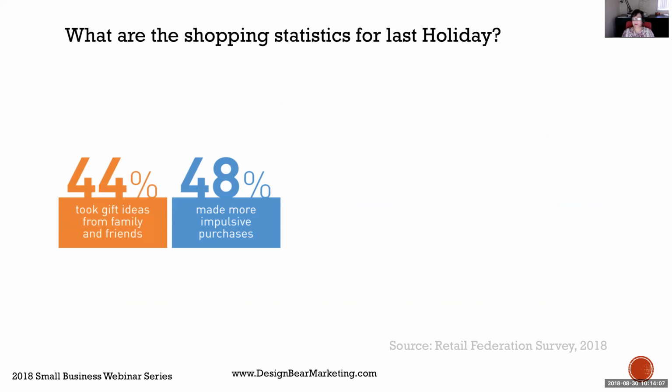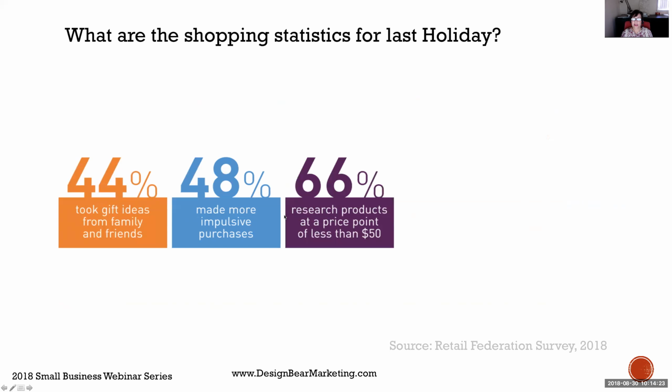48% of holiday shoppers make impulsive purchases. We know we have to buy stuff. It's not optional. We have to buy things, and it's whatever is in front of our face, whatever is going to help us make that decision. And this is a critical thing that we're going to talk about. 66% of holiday shoppers research products at a price point of less than $50. So this is very important, especially if you have items that are more expensive, even services that are more expensive. You have to start thinking, is there something that I can package or offer that's under 50, that's less?